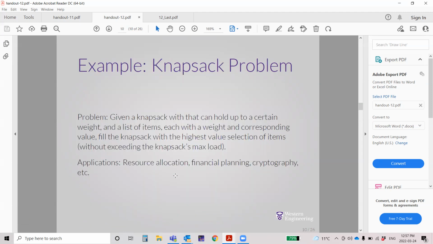The knapsack problem, another example. Given a knapsack that can hold up to a certain weight and a list of items, each with a weight and corresponding value, fill the knapsack with the highest value selection of items without exceeding the knapsack's maximum load. Here we need resource allocation, financial planning, and cryptography. And those are some of the hardest problems in computation.